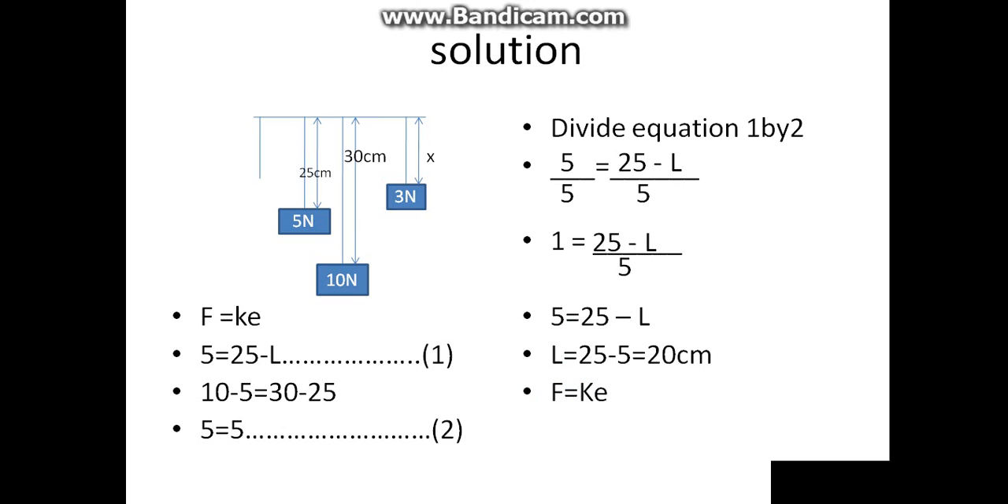F is equal to Ke. 3 is equal to S minus 20. S is equal to 20 plus 3, which equals 23 cm.